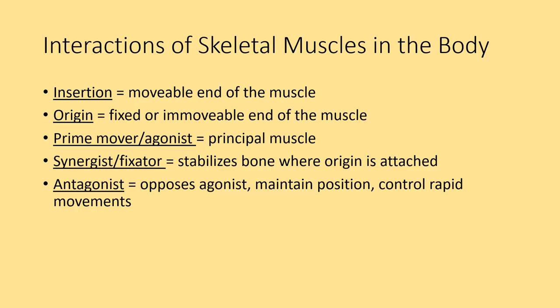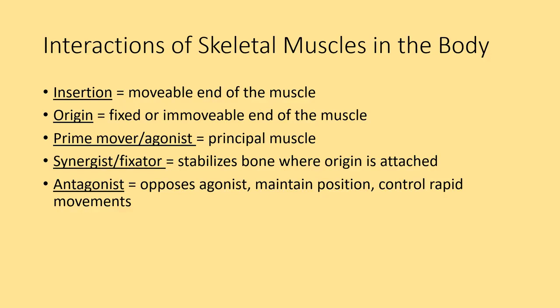The prime mover, which is also known as agonist, is the principal, the main muscle that's causing the particular movement you're looking at. The synergist or fixator is a muscle that helps to stabilize the bone where the origin is attached. So it's not causing the main movement, but remember, whenever you have a movement, say you're moving your arm, so you've got the movement of the bone. Why? Because muscles are attached to it.